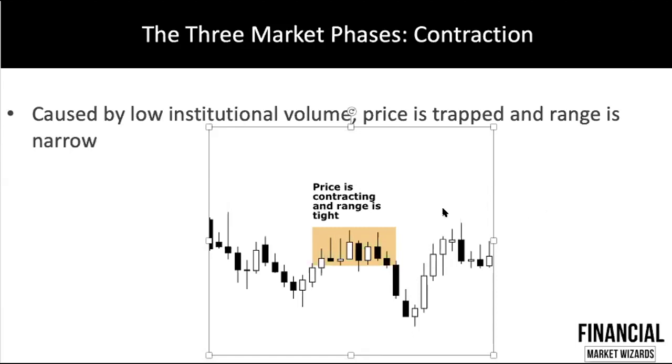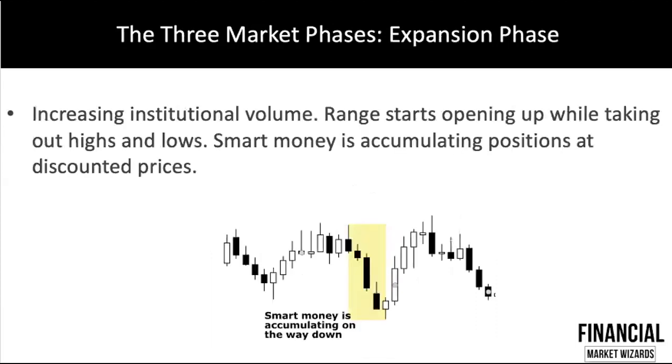After contraction, which means there's no volume, next comes the expansion phase. This happens when there's increasing institutional volume. That means the institutions are taking positions. The mistake a lot of people make is that they trade the breakout. It's fine to trade the breakout. There's nothing wrong with trading the breakout, but you have to be smart about it.